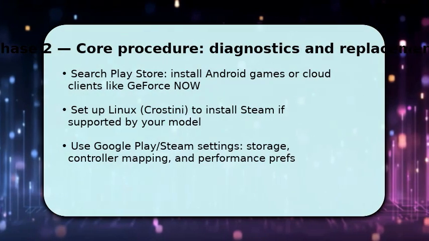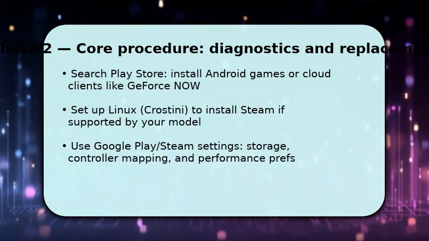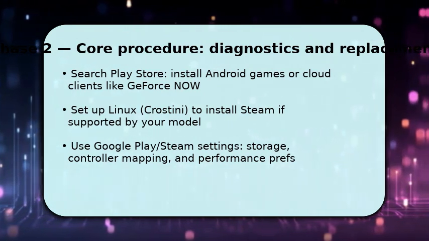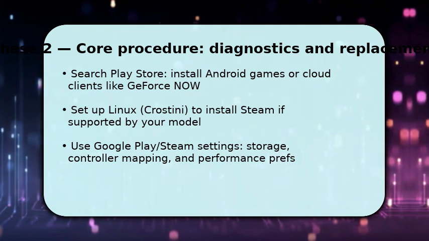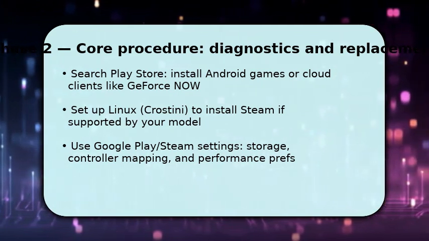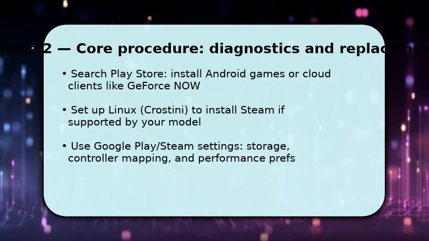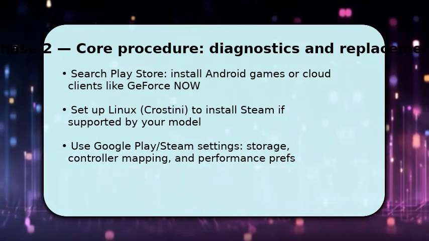You next choose the delivery method. For straightforward titles, use the Play Store, search, install, and adjust app permissions. For PC titles, enable Linux Crostini in Settings, install Steam for Linux, then sign in and download games. This gives native performance when supported.